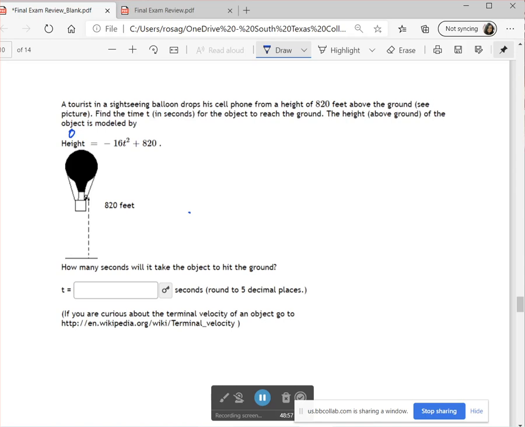Sorry. All right. So we're going to have to solve this. The height, when the phone is on the ground, the height is 0.